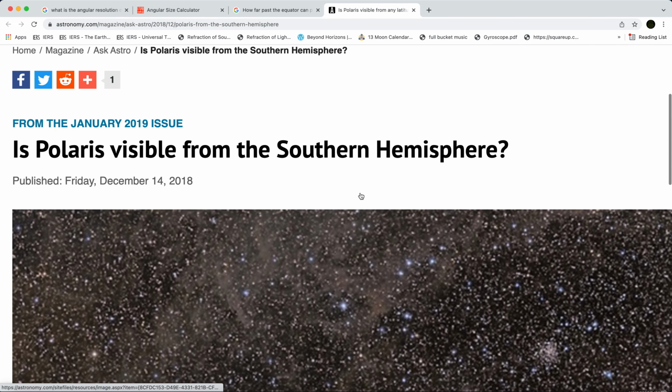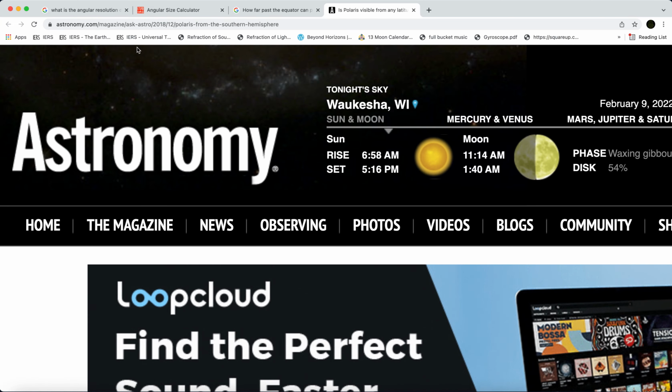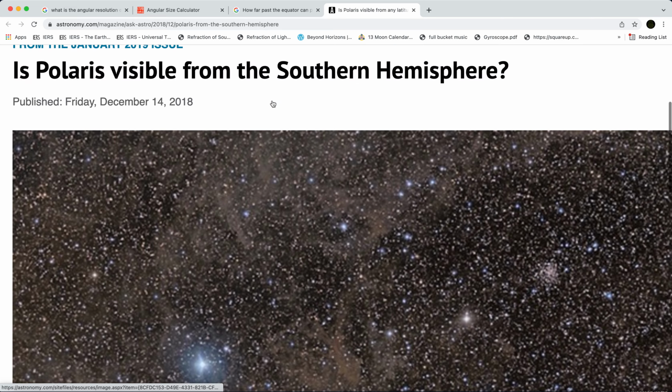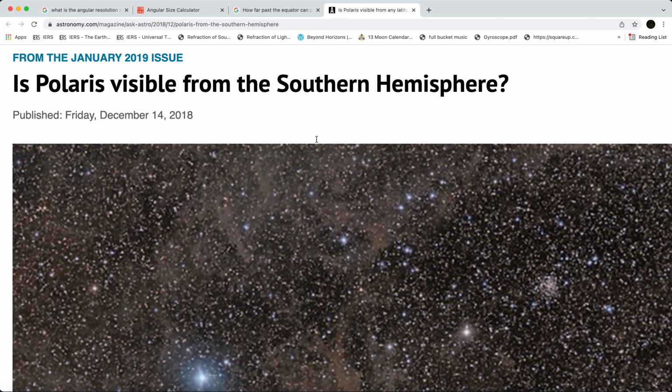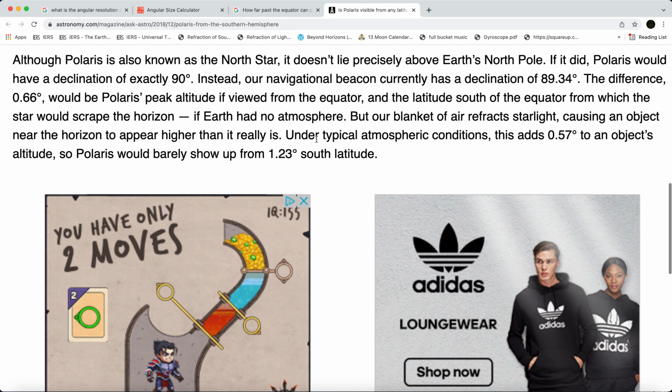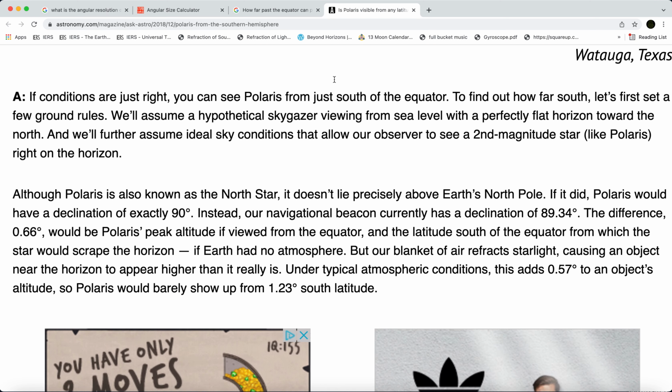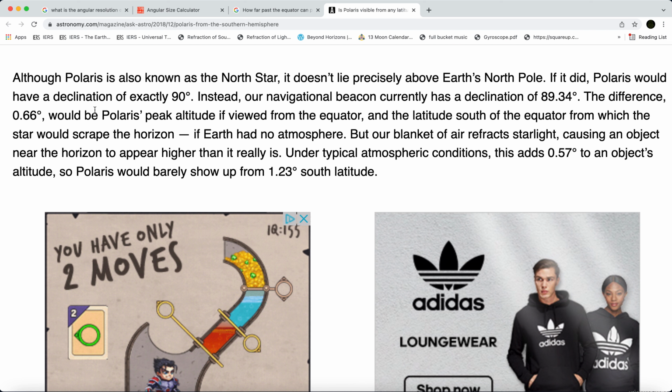So this is astronomy.com, and this is Polaris visible from the southern hemisphere? Right. I'm not going to read this top part because it's not important. It's just this bottom part that's important. Although Polaris is also known as the North Star, it doesn't lie precisely above Earth's North Pole. If it did, Polaris would have a declination of exactly 90 degrees. Now, I don't know if that's true or not, but this is just what they're saying.